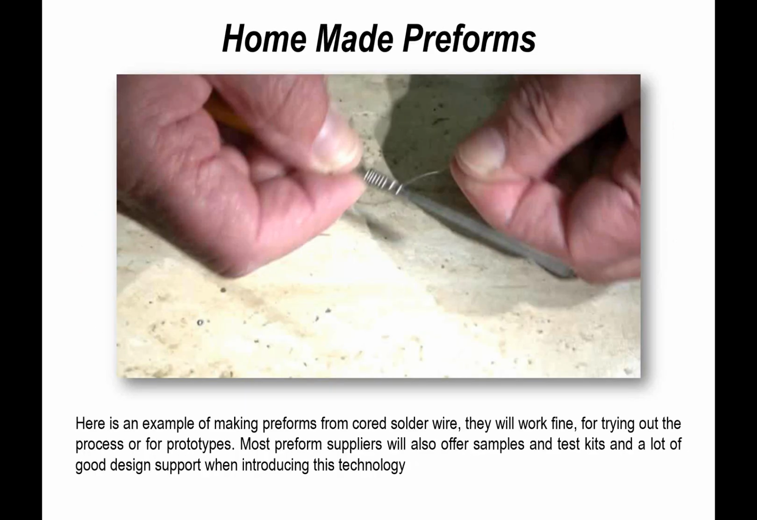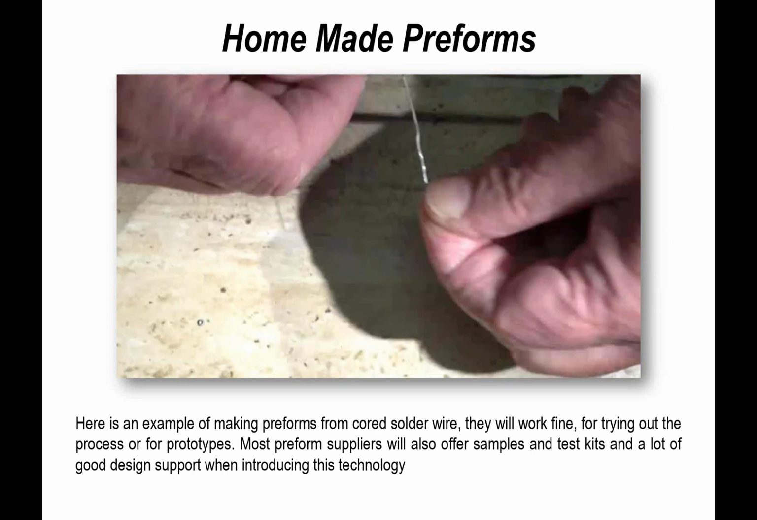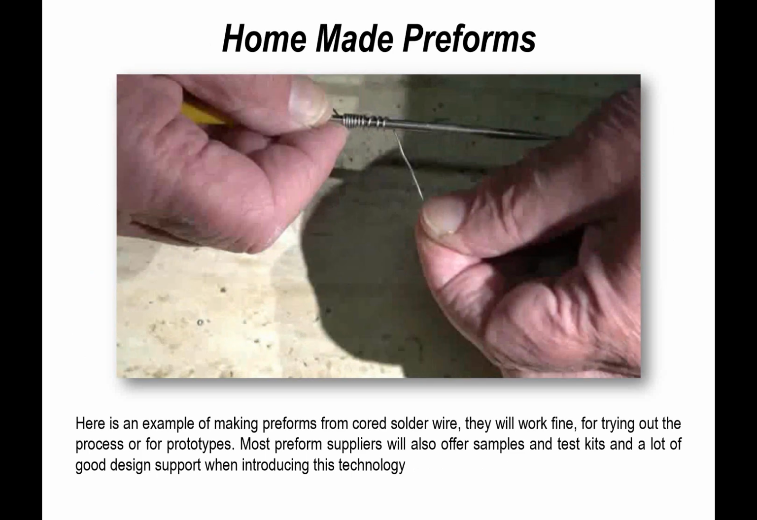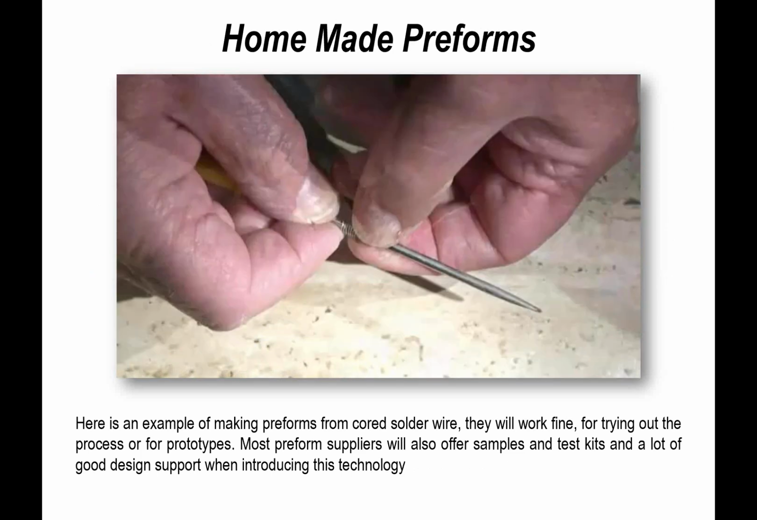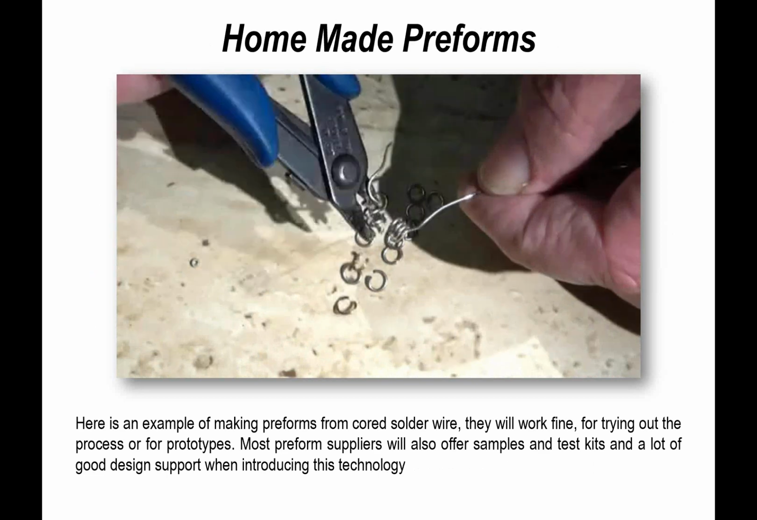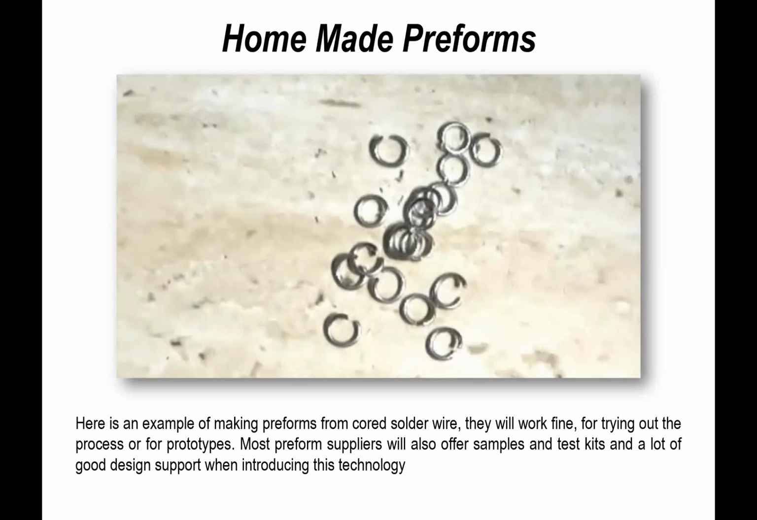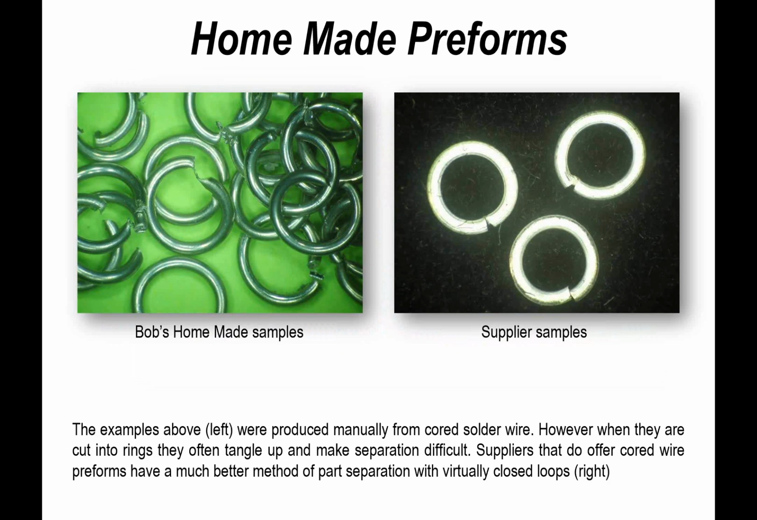Now, back in the day, I used to make my own preforms. I'm not unique. This is an example of somebody producing preforms. And basically what I'm doing is wrapping cord wire around a metal rod. The benefit of that is it's very quick and very cost effective to do, but you do get a lot of inconsistencies. And if you look closely at the samples, you tend to get some burring at the point of cutting through. And also, when you've got lots of little half circles or C's, they tend to link together.